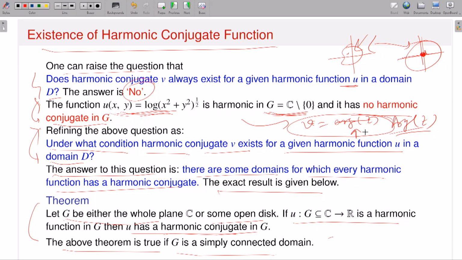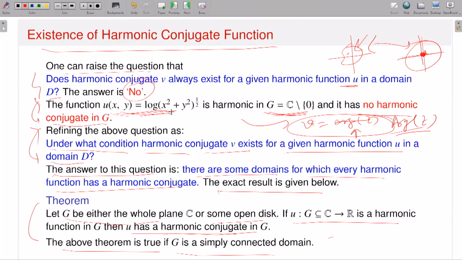Of course, two things I have to check. First, if I start with u, then I have to somehow convince you that your v is actually the argument function, number one. And then I have to give a justification that the argument function is not even a continuous function on C minus 0. Okay, so maybe I'll do that one.